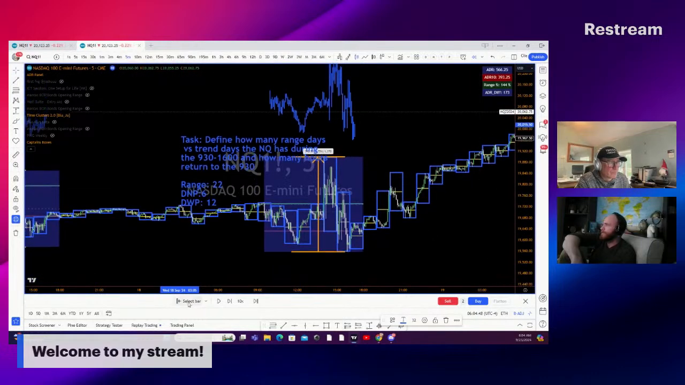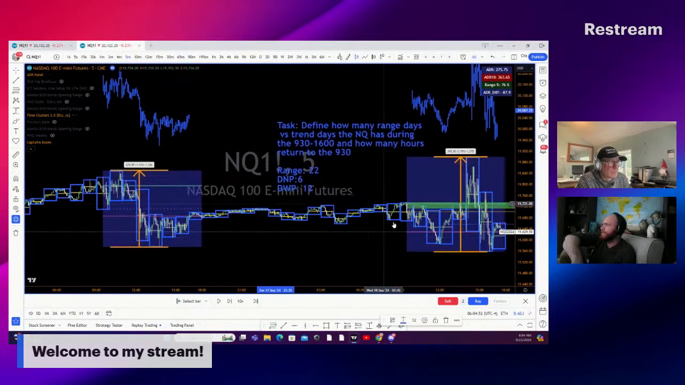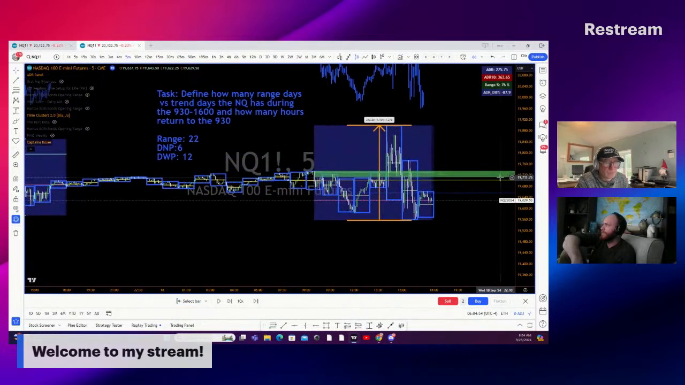All right, so now let's go over here. 930, green bar, the mean. 1, 2, 3, 4, 5, 6 of the 8 hours touch the 930. Reversion of the mean, even though this was FOMC, this is a reversion solid day, this is a range.